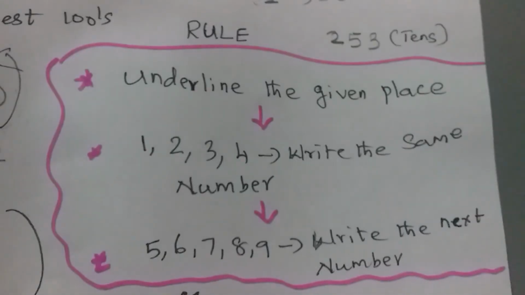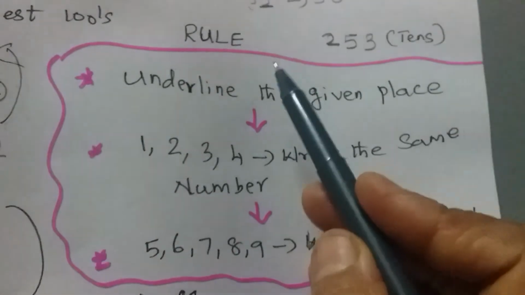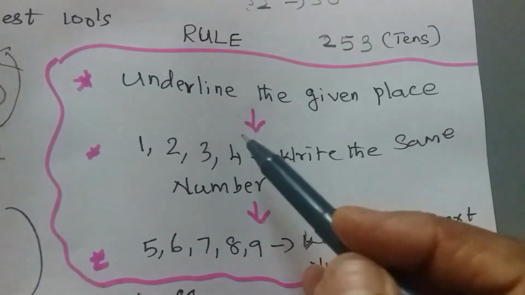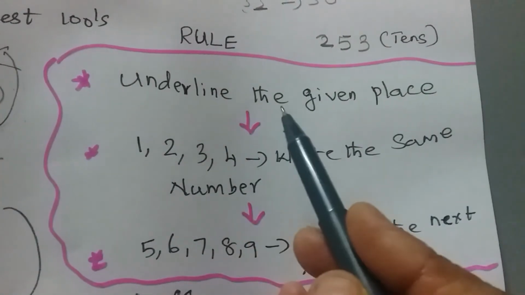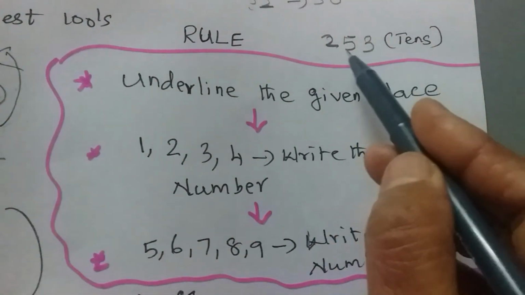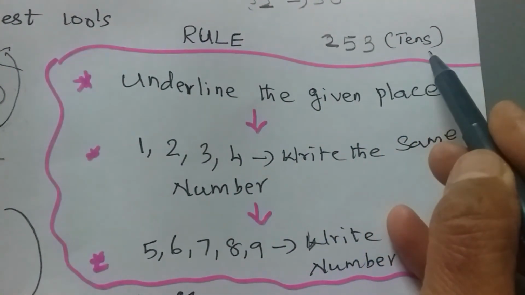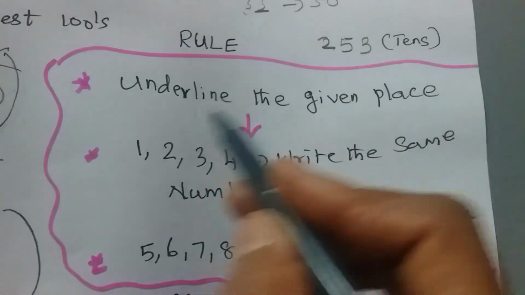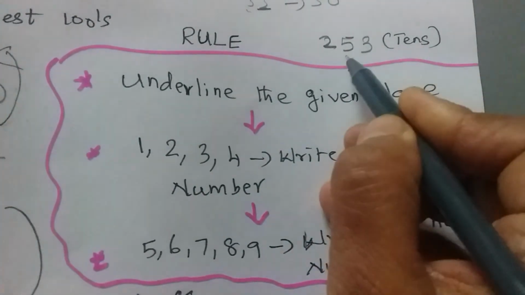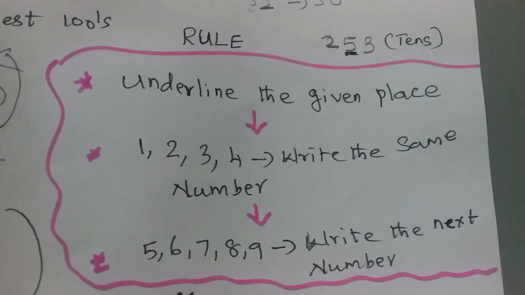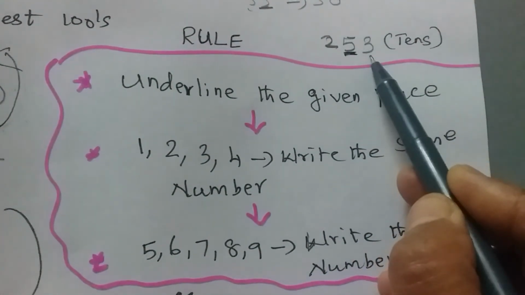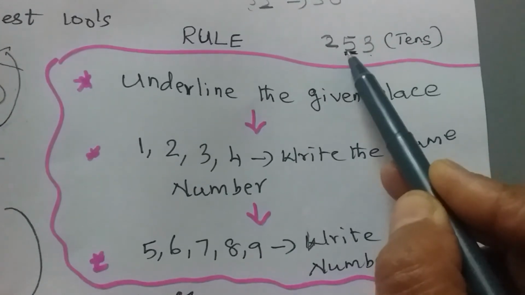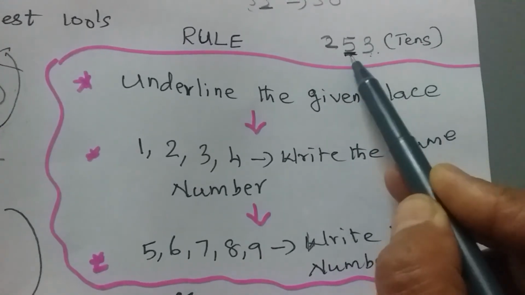Okay, now let us write the steps or the rule to estimate a number. First, what do you do? First, we underline the given place. Suppose example 253, nearest tens. You have to estimate nearest 10, means underline the given place. Given place is 10, so underline the given place. Then what do we do next? We have to observe the next number, the number which is on the right side. Observe the number on the right side of the underlined digit.